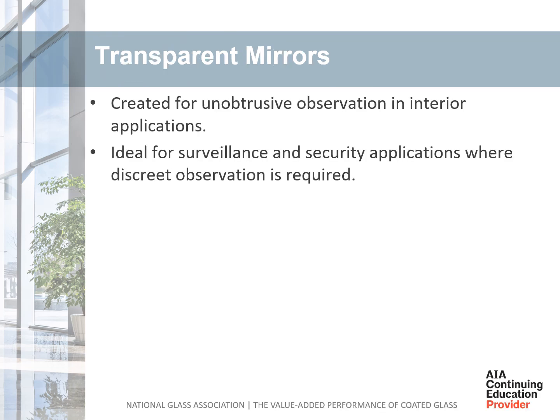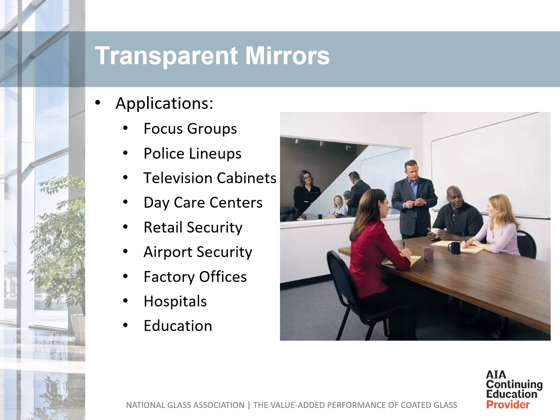The purpose of transparent mirrors is to create an environment that allows for unobtrusive observation. These are used in interior settings and are primarily used when discreteness is necessary. More examples of two-way mirror include uses such as focus group observation, police lineups, security, and surveillance applications.